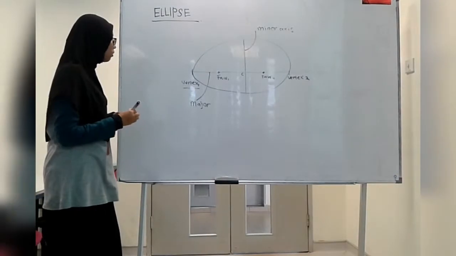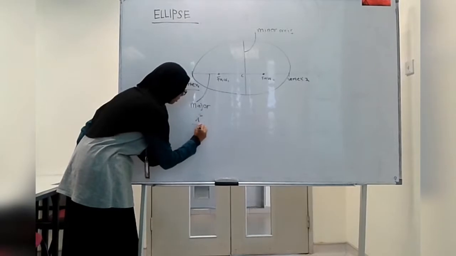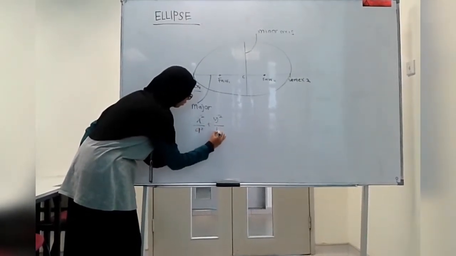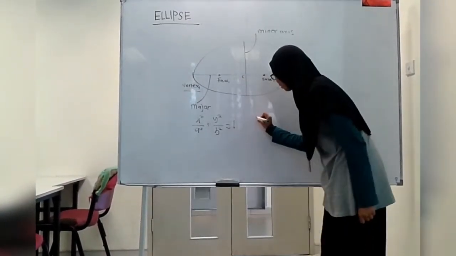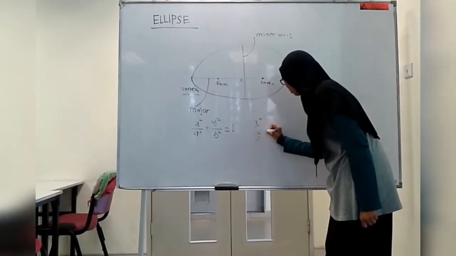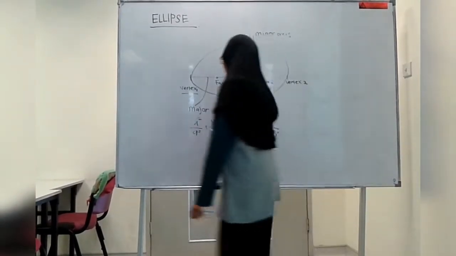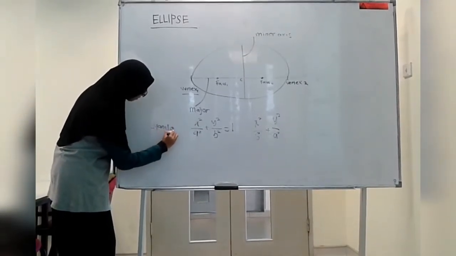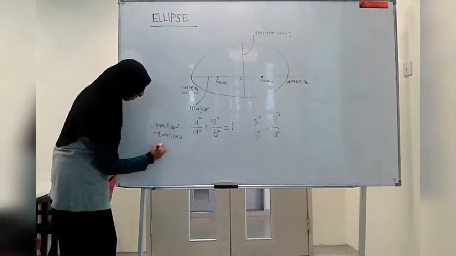We have two standard forms of the ellipse, which are x squared over a squared plus y squared over b squared equals 1, and the second one is x squared over b squared plus y squared over a squared equals 1. So these two are the standard equations of an ellipse.